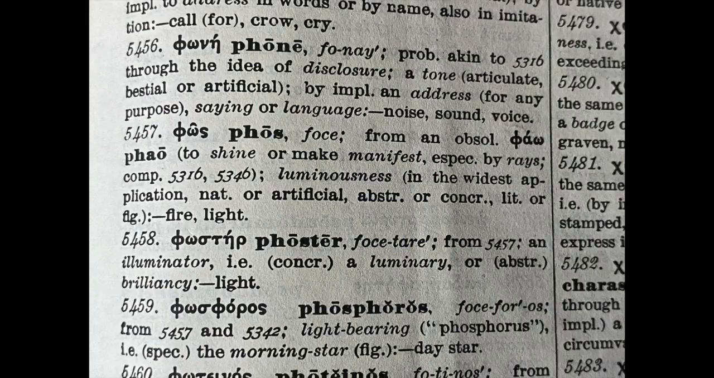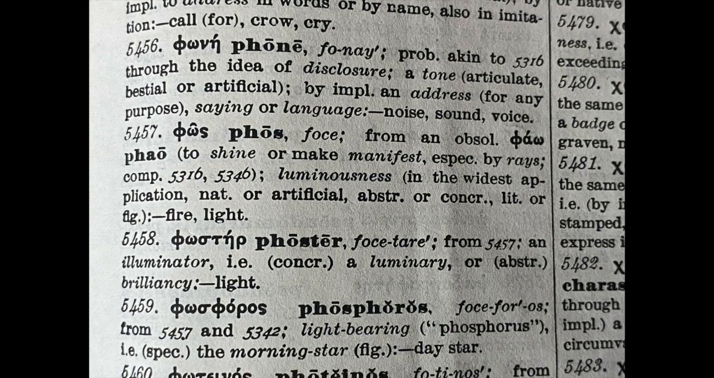Since our number 5457 is in italics, we know it's a Greek word, so we make sure that we're in the Greek section in the back of the book. To find the Greek word, we simply find the number in the Greek section, and this is what you would see. 5457, followed by the word as it is spelled in Greek, then phos, and you can see the whole thing there. I won't try to read it all because there are a lot of abbreviations. Just look at it carefully.